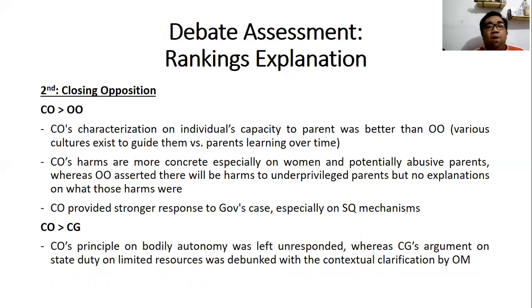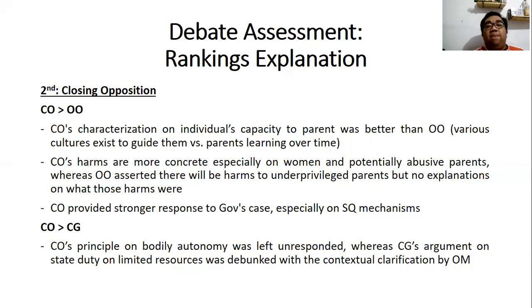I'm not going to explain why they lost out to opening government because I've already done that in the previous assessment. So there are three reasons. Firstly, closing opposition provided characterization on individuals' capacity to parent that is much better than opening opposition. Opening opposition only said that parents can learn over time, but there was no explanation on the likelihood of success on parents actually learning over time.